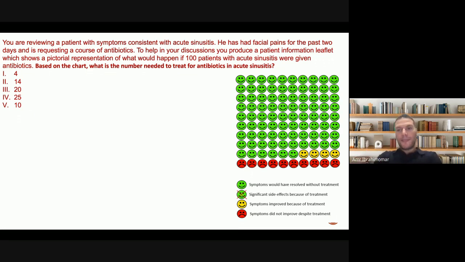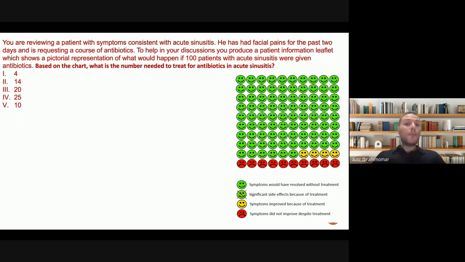number needed to treat. So I explained a couple of minutes ago that we are treating 100 to save 4 or to save the yellow faces. So we are treating 100 to save the yellow faces. But it is not the number needed to treat. You can't say here it is 4.